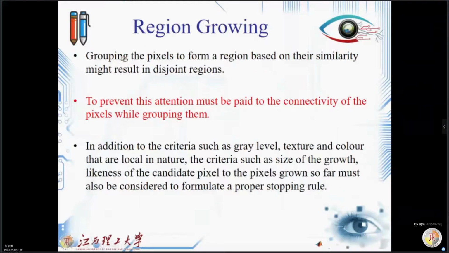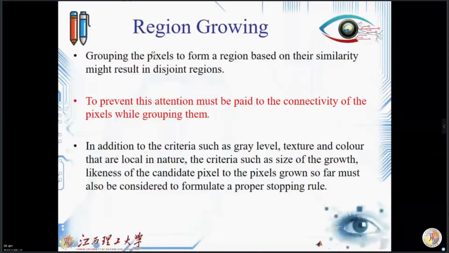Growing pixels to form a region based on similarity might result in disjoint regions. To prevent this, attention must be paid to the connectivity of the pixels while growing them. In addition to criteria such as gray level, texture and color, which are local in nature, criteria such as the size of the growth and the likeness of the candidate pixel to the pixels grown so far must also be considered to formulate a proper stopping rule.